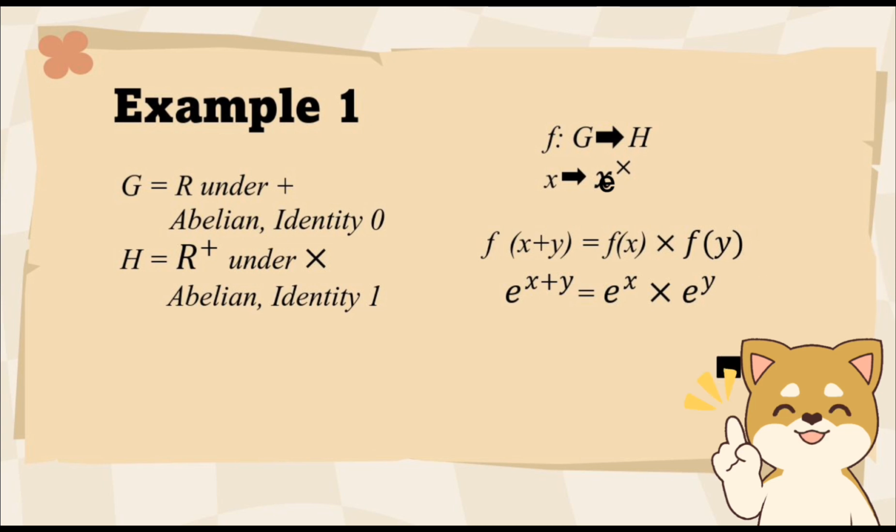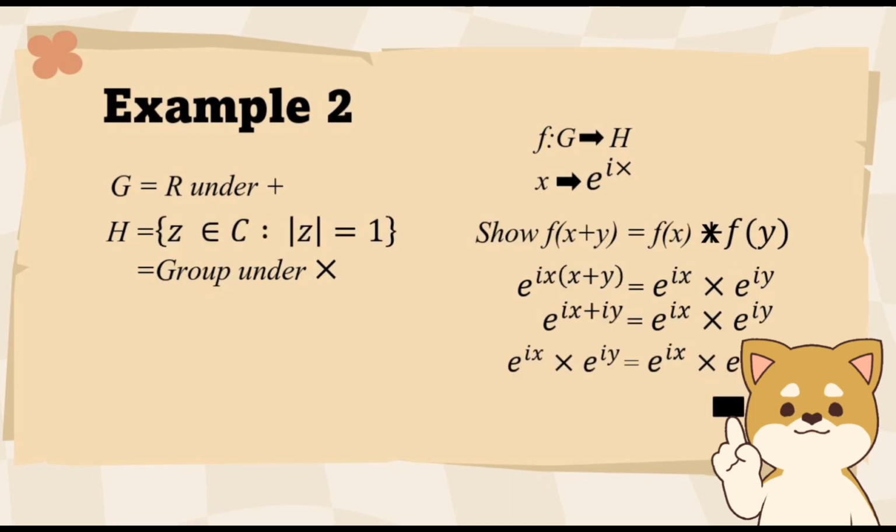Don't forget that the group operation for G is addition, while the group operation for H is multiplication. By the definition of f, this says that e to the x plus y equals e to the x times e to the y. And this is true. This is one of the rules of exponents. So, f is a homomorphism.